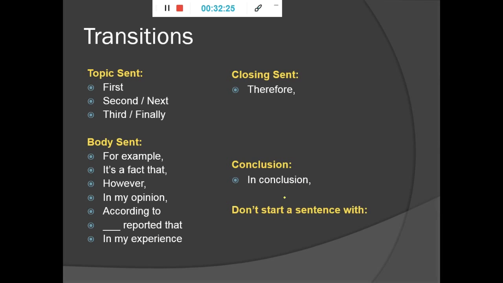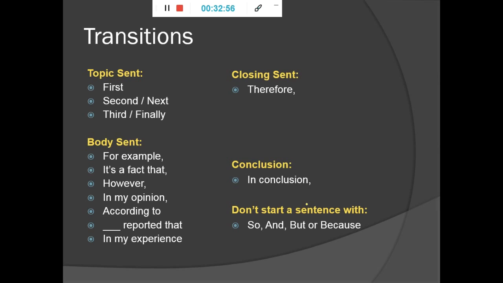Okay, don't start a sentence with so, and, but, or because. And the reason is that these are conjunctions. So you're never ever supposed to start a sentence with these words. What can we use instead of these words? What can we use instead of so? We could use therefore.